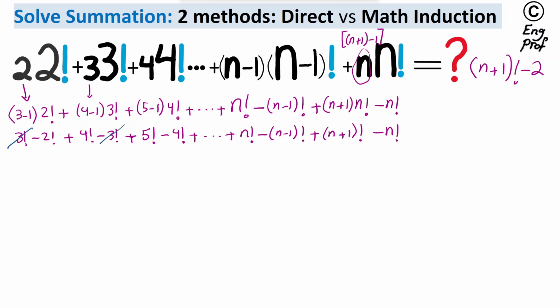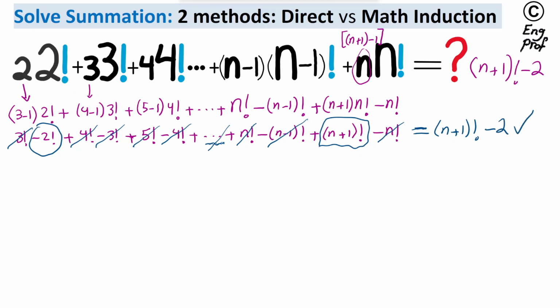This 3 factorial cancels out with this one, 4 factorial with minus 4 factorial, 5 factorial with minus 5 factorial, and you can see if we keep doing this, n factorial is cancelled out with minus (n minus 1) factorial, and there is n plus... (n minus 1) factorial here that will cancel out this one. So what remains at the end of all this process is just (n plus 1) factorial and minus 2 factorial, which is the minus 2. So the outcome is simply (n plus 1) factorial minus 2. So that's the direct proof method. So that's method 1.